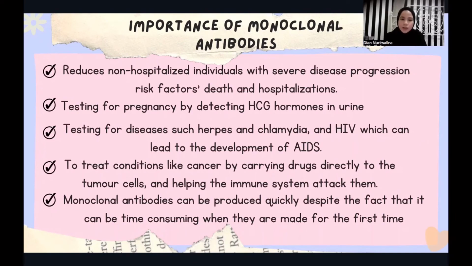They can also be used for testing for diseases such as herpes, chlamydia, and HIV, which can lead to the development of AIDS. These monoclonal antibodies can also treat conditions like cancer by carrying drugs directly to the tumor cells, and they can help the immune system attack them. And the last one is that they can be produced quickly, despite the fact that it can be time consuming when they are made for the first time.